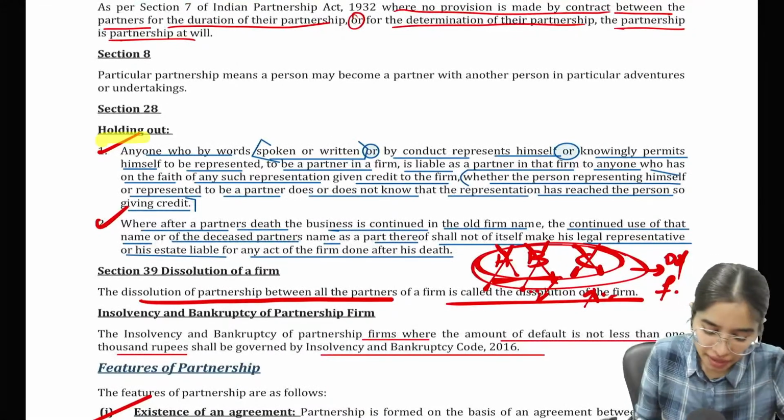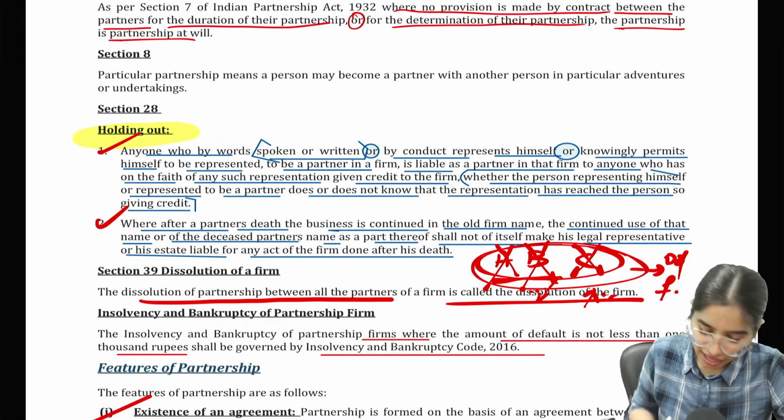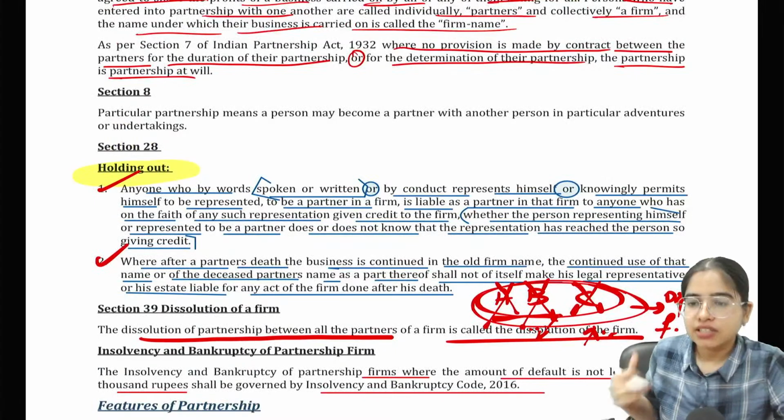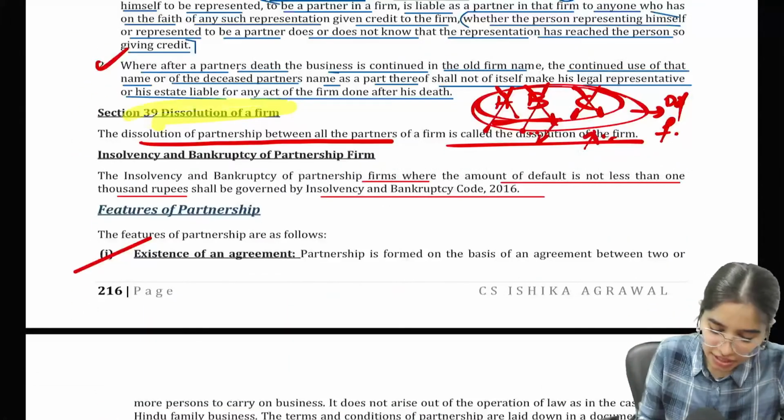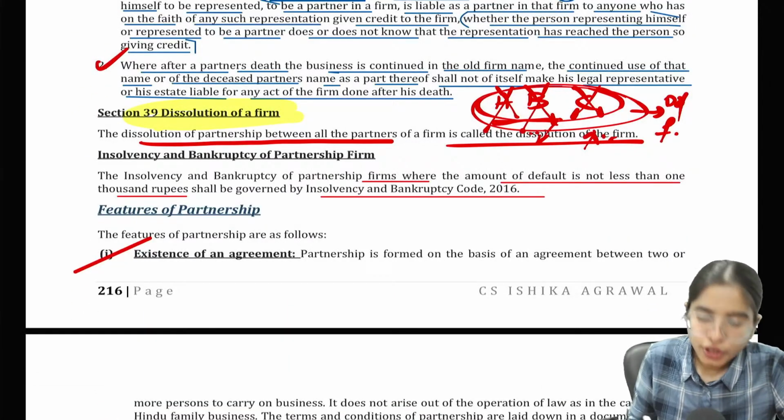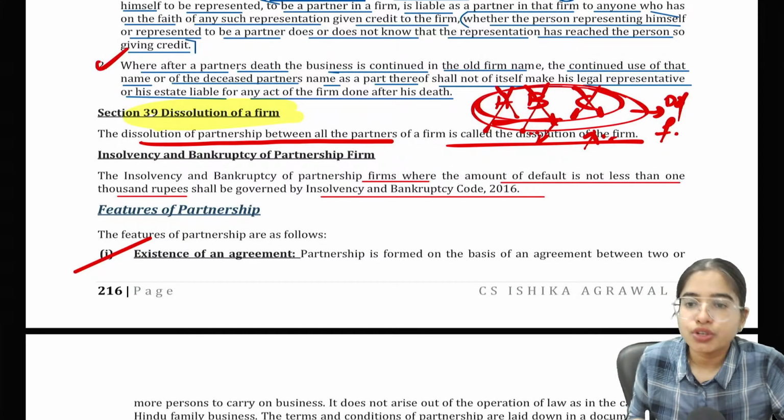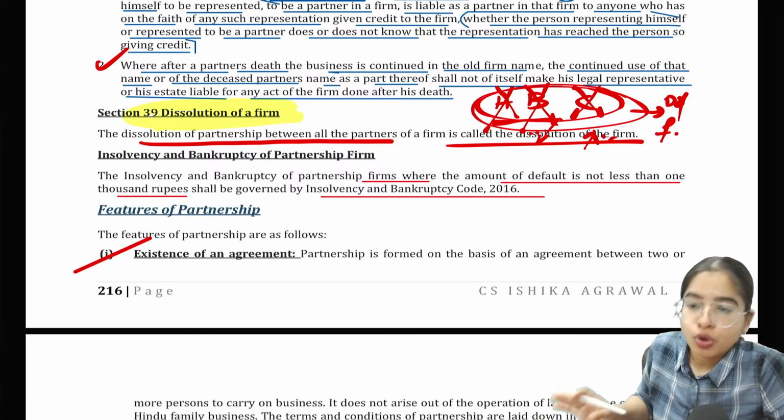There is a concept of partnership by holding out. This I will discuss along with types of partnership. There is a concept of dissolution of firm. What do you mean by dissolution of firm? Dissolution of firm means closing the firm.